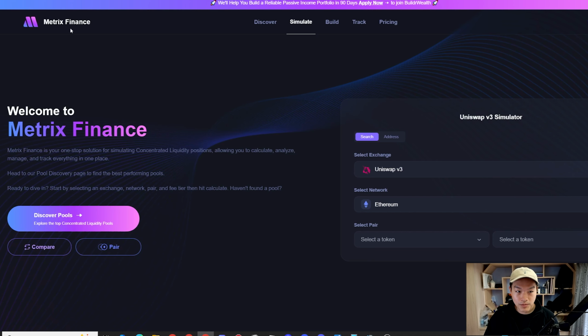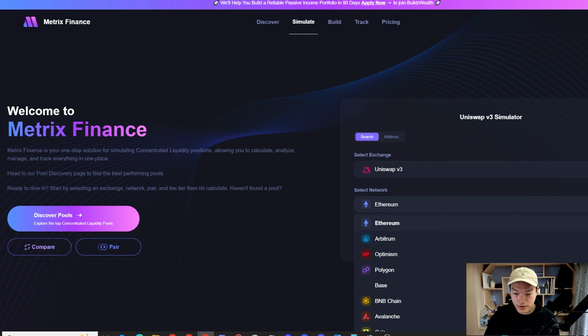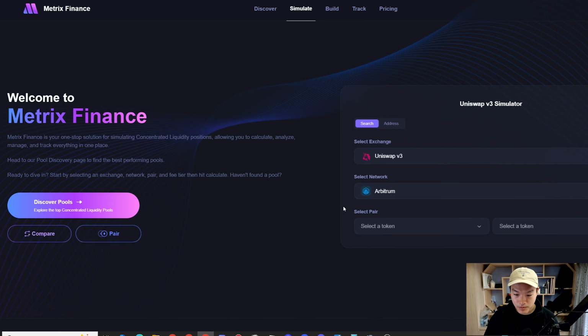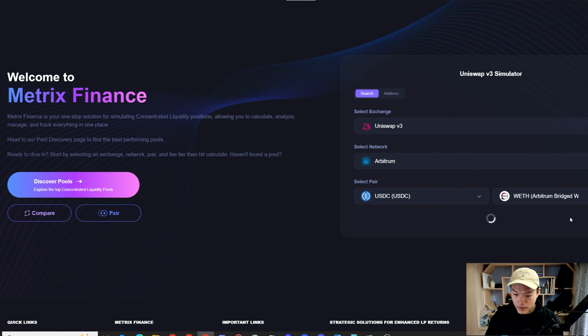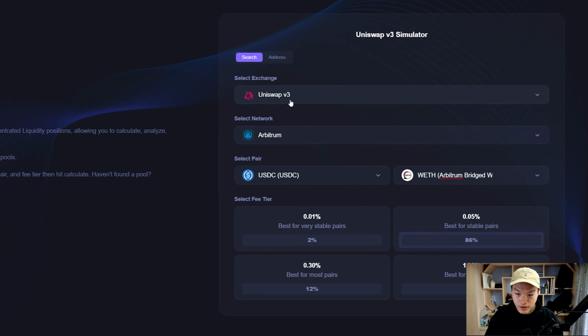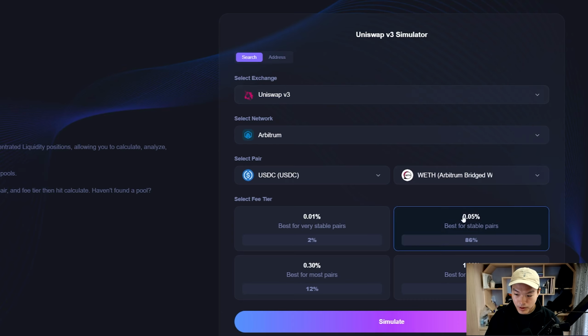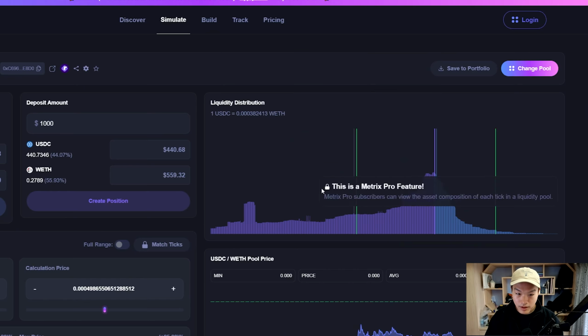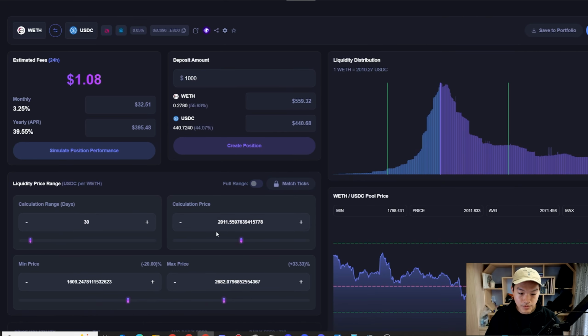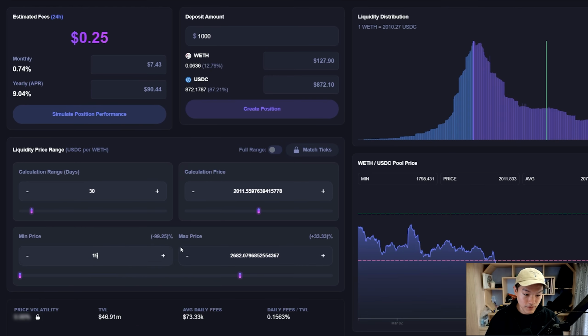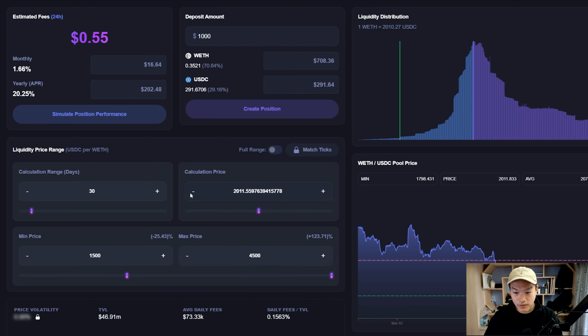So here I'm going to use Metrics Finance, the free version. I have the pro, but I'm using the free one just so that you guys can try it out and see how you like it. Here I'm selecting Uniswap, Arbitrum, USDC, and ETH. I'm going to pick the 0.05% pool like they had. Make sure the USDC is the quote asset. The current price is around $2,000. I'm going to set the min price to be around $1,500 and the max price to be around $4,500, like we talked about.